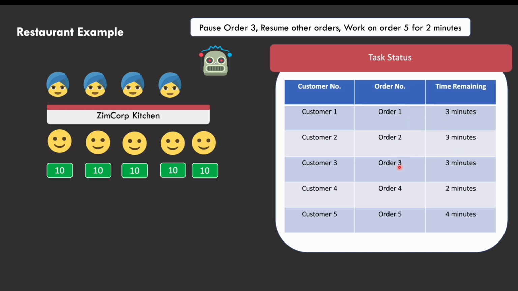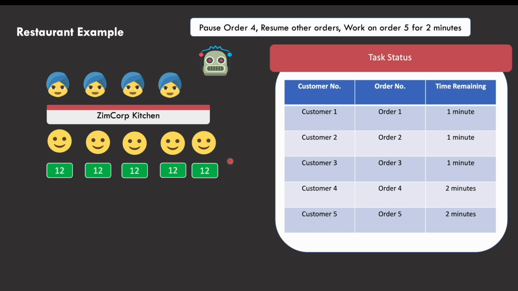remaining, order 3 has also 3 minutes remaining, order 4 has 2 minutes remaining, and order 5 has 4 minutes remaining because order 5 is being worked on by chef number 3 for 2 minutes, right? So by this time, each of the customers has been waiting for 10 minutes each, right? So next, pause order 4.